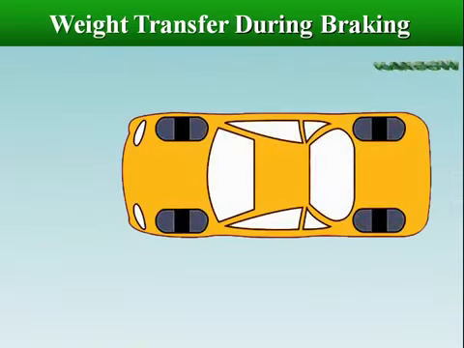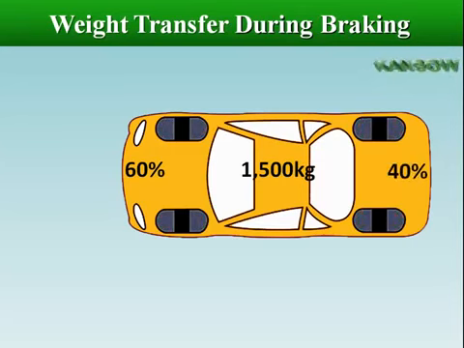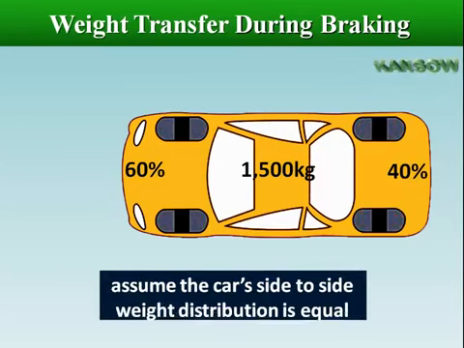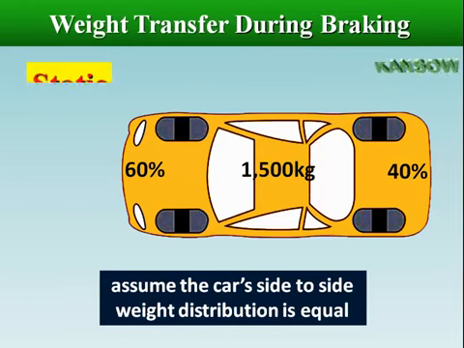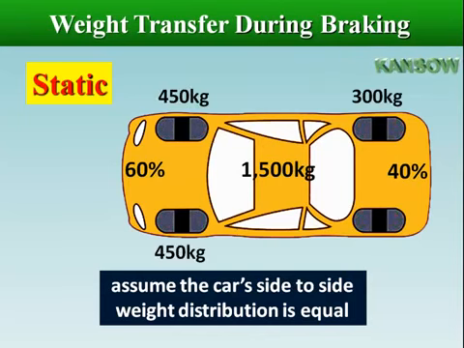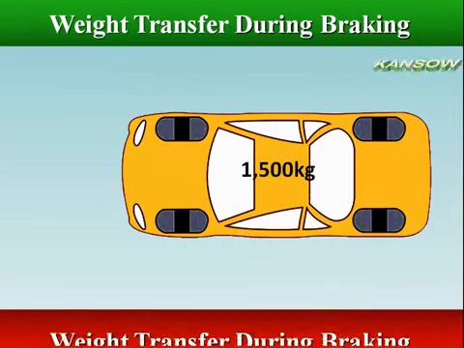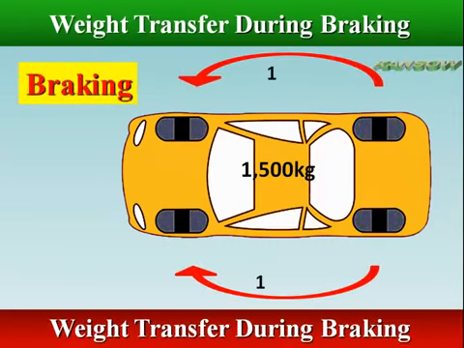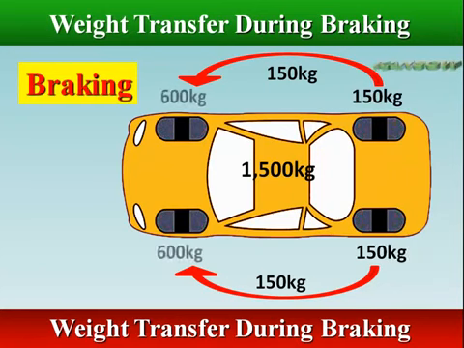Let us imagine a car that weighs 1,500 kilograms, with a typical front-wheel drive car's weight distribution of 60% front and 40% rear. We'll assume the car's side-to-side weight distribution is equal. When standing still, the front tires have a load of 450 kilograms, and the rear tires have 300 kilograms each. The inertia of the vehicle during braking transfers force from the rear to the front effectively, decreasing the weight on the rear wheels and increasing the weight applied to the front wheels.